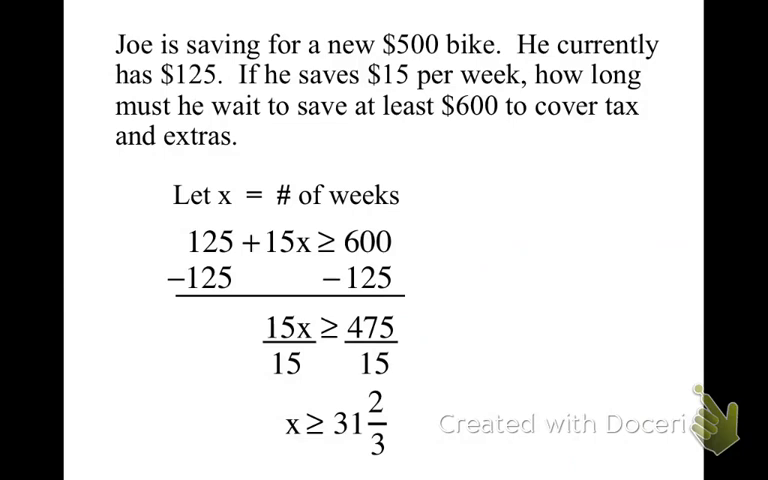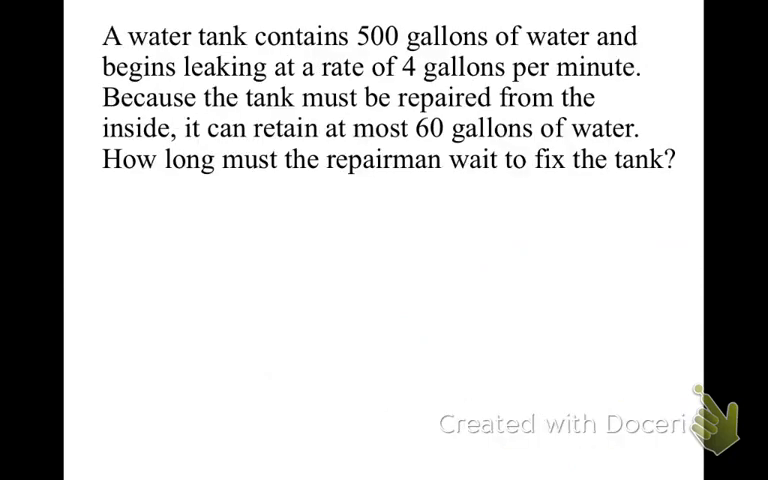The question is, how long must he wait? So make sense of it. It's at least, you can't do a part of a week. It said how many weeks. So you have to round up to that 32 weeks. Because it says how long, how many weeks, or he doesn't get his savings, his money halfway through the week.